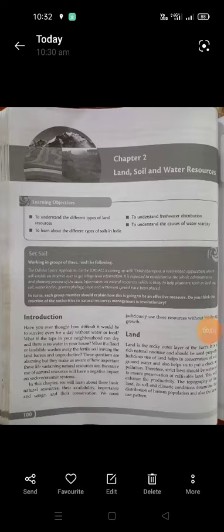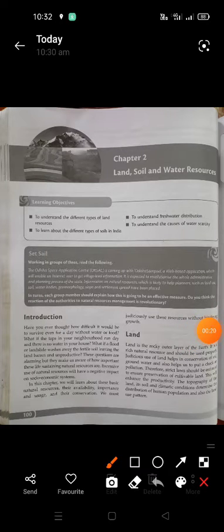Hello students, today we will learn our new lesson about land, soil and water resources. This is about resources. This lesson is from geography, part chapter 2. So here it is about resources.